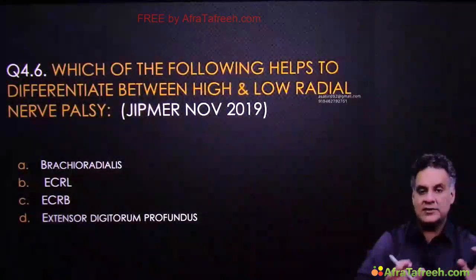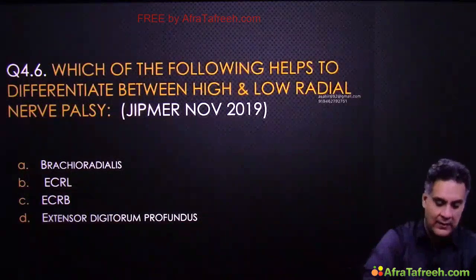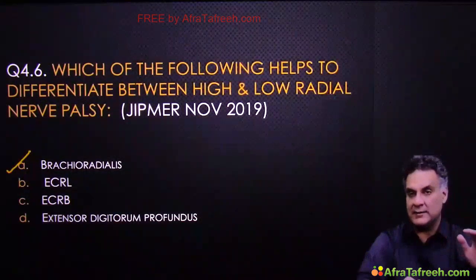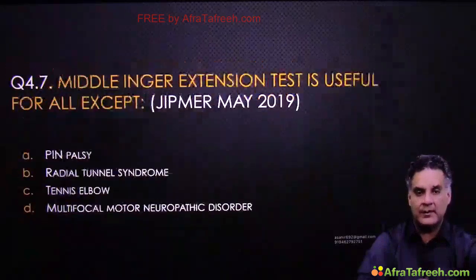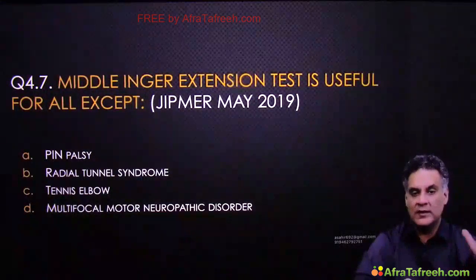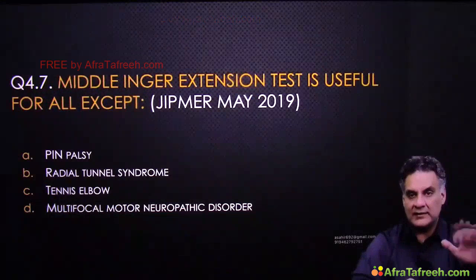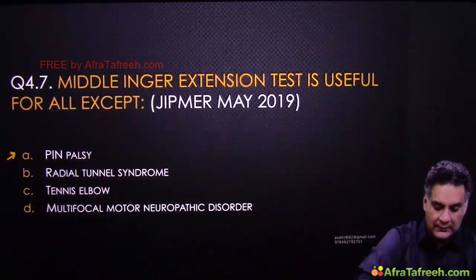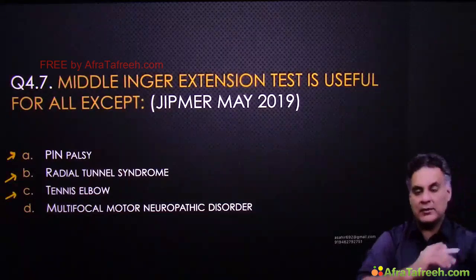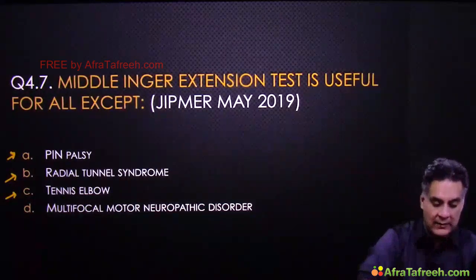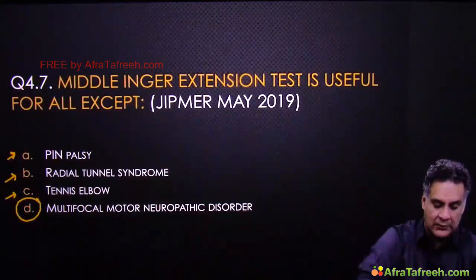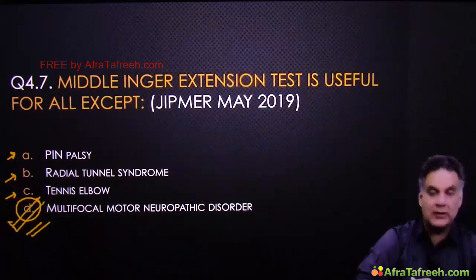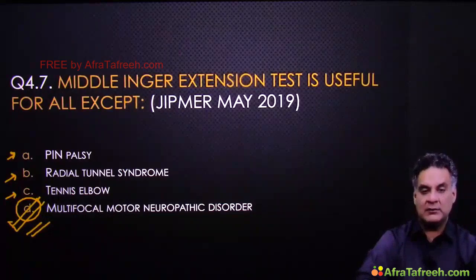Which of the following helps to differentiate between high and low radial nerve palsy? I told you brachioradialis, otherwise the clinical presentation is ditto, the same. Middle finger extension test is useful for all except. So the finger extension is a feature of PIN palsy. It will pick up the radial tunnel syndrome. It will pick up the tennis elbow because the pain will trigger around the lateral epicondyle, but will not pick up the motor neuropathy. So that is the answer. We'll talk about the tennis elbow in the subsequent lectures.